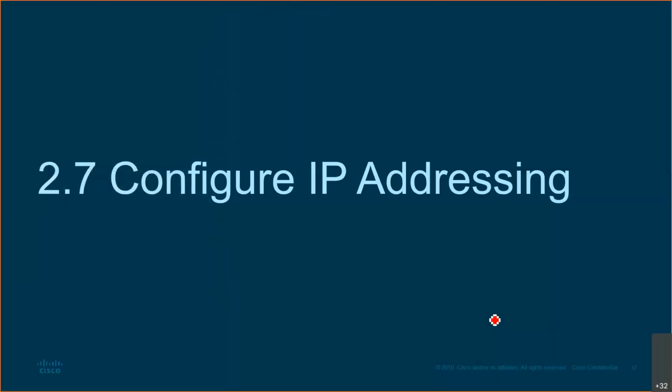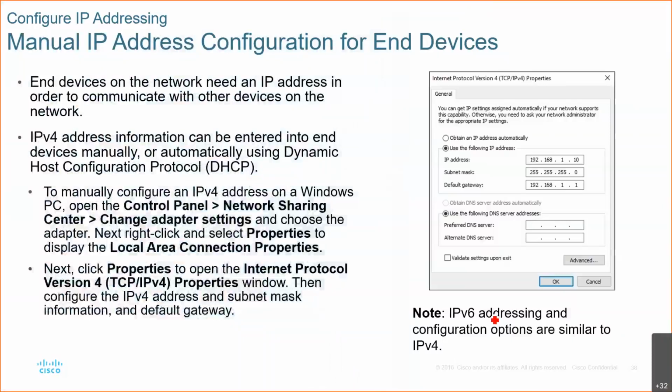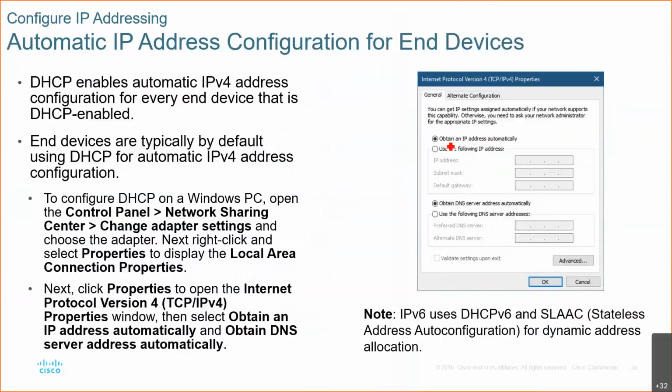So how do we configure IP addresses? By using our internetworking operating system. Very simple. For a PC, what we can do is we go to our control panel, we go to Network Sharing Center, and we change the adapter settings. And then we give the IP address. If we are giving a static IP address, then we type the IP address. Else, we can say obtain an IP address automatically.